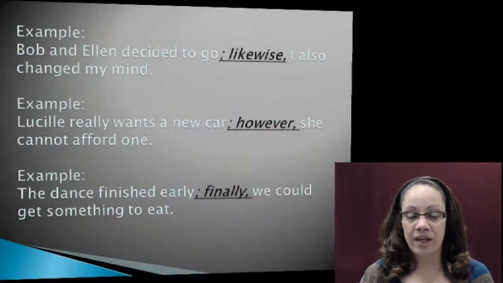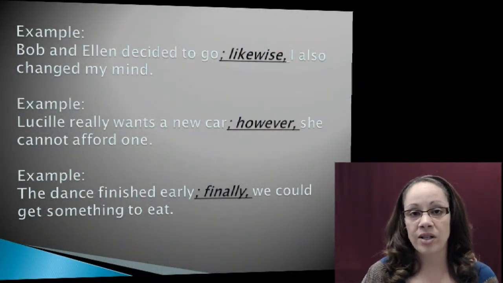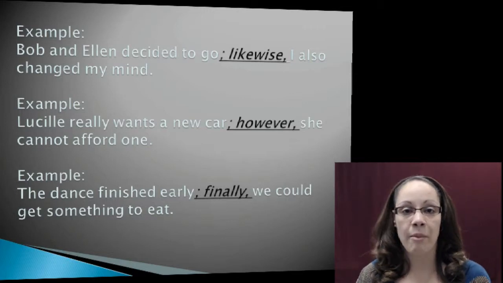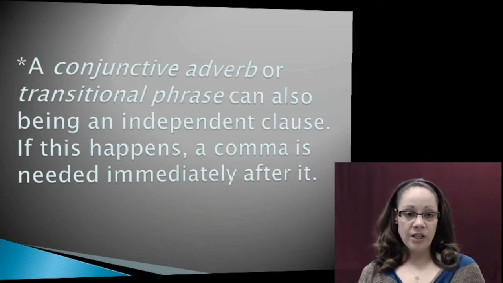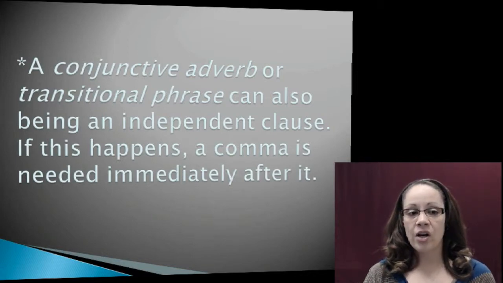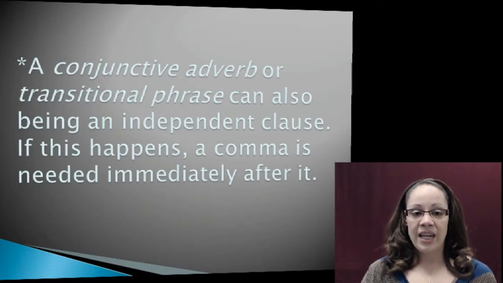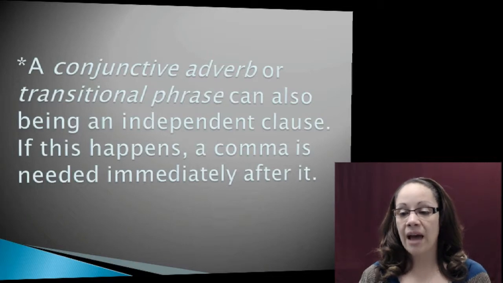Okay, there will be certain times where you have a comma before it and a comma after it, and we'll actually talk about that in just a little bit. But two independent clauses, semicolon before the transition word or conjunctive adverb, comma right after it. Now, conjunctive adverb, this is our trouble spot number 2, our transitional phrase can also begin an independent clause. If this happens, a comma is needed immediately after it.